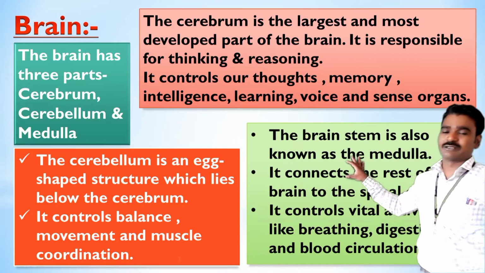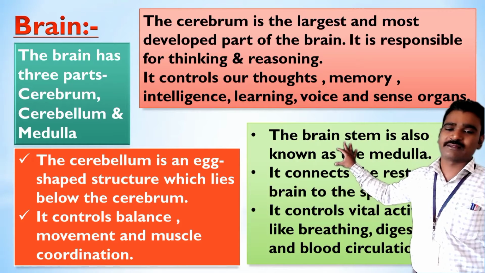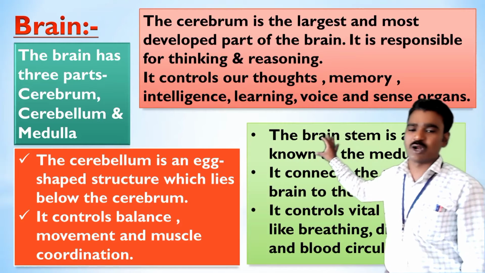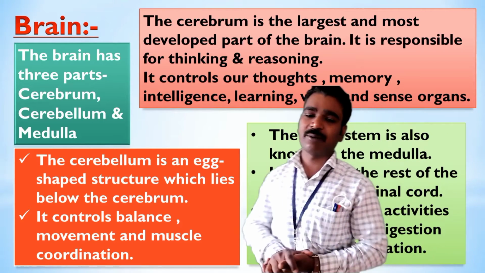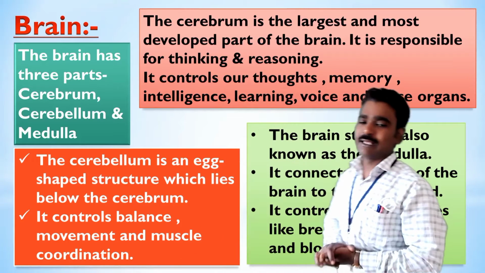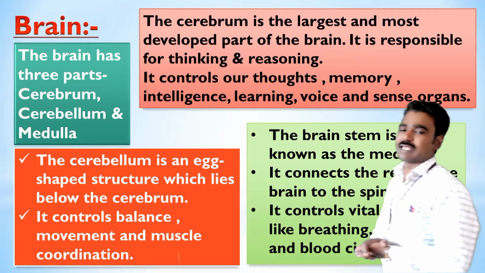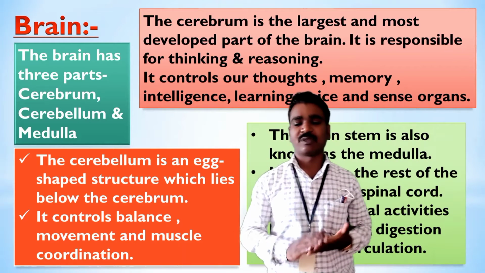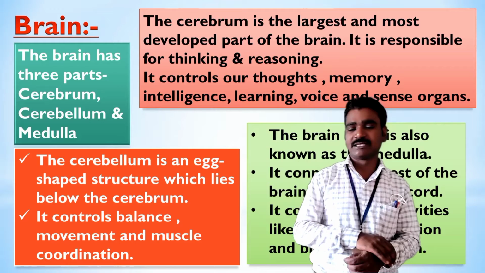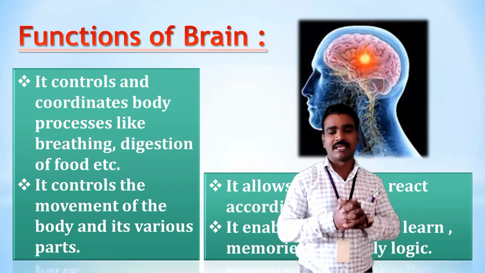And the third part, which is also a very important part of the brain, is called the brainstem, which is also called the medulla. It connects our brain to the spinal cord, and it controls very vital activities like breathing, digestion, and blood circulation. All these activities are controlled by our brainstem.